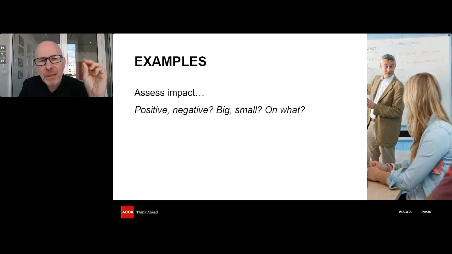Oh, we see that the government is now offering a grant on this technology area. This is going to be a positive impact for us. If we can beat the other competitors to gain access to this grant, it's going to help us reduce our cost. It's going to help us launch our product faster. So you've got to express: is it a positive or a negative thing? Big or small, and what's the impact affecting?